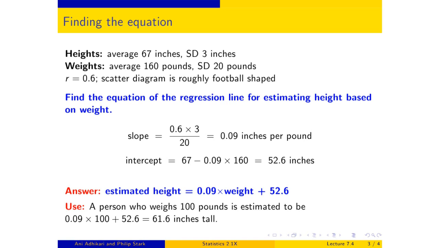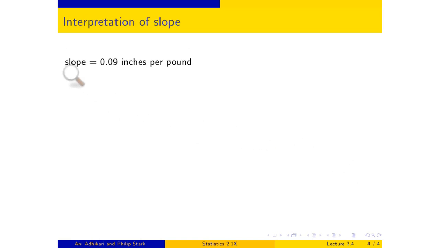And what I'd like to do to finish up is to examine this quantity, the slope of the regression line, 0.09 inches per pound. What exactly does that mean physically? It's the slope of a line, and the slope of a line means rise over run is what we're used to saying. But what it means is for every pound increase on the horizontal axis, your line goes up 0.09 of an inch. In other words, for every additional pound, your estimate of height goes up by 0.09 of an inch.